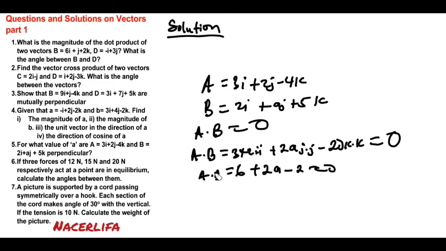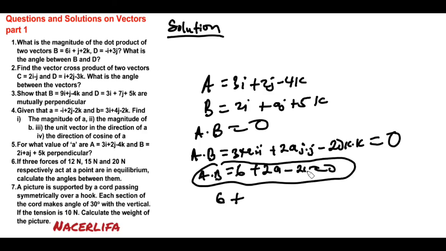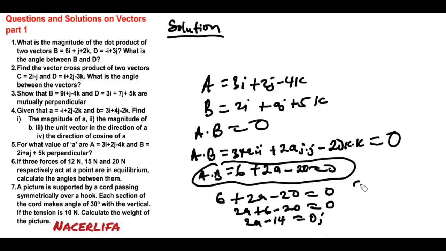So from this, we can now say 6 plus 2a minus 20 is the a dot b, and it should equal 0. So we have 2a plus 6 minus 20 equals 0. 6 minus 20 is minus 14. This should equal 0. So 2a equals, if this crosses over, 14. a will be 7. So the value of a for these two vectors to be perpendicular is 7.